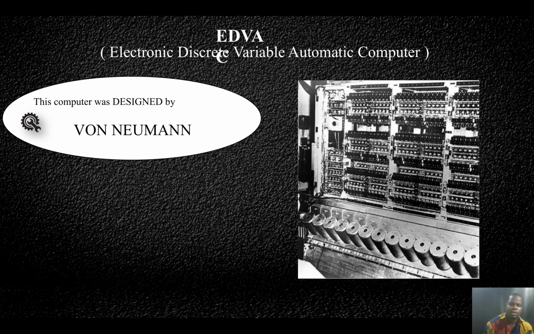What about the other one that we have? That is the EDVAC, Electronic Discrete Variable Automatic Computer. Look at how complex this machine is. Ask yourself, who designed this machine? The one who designed this machine, the name is von Neumann. So we can keep that, or we can write this somewhere. Von Neumann. He was the one who created the EDVAC.